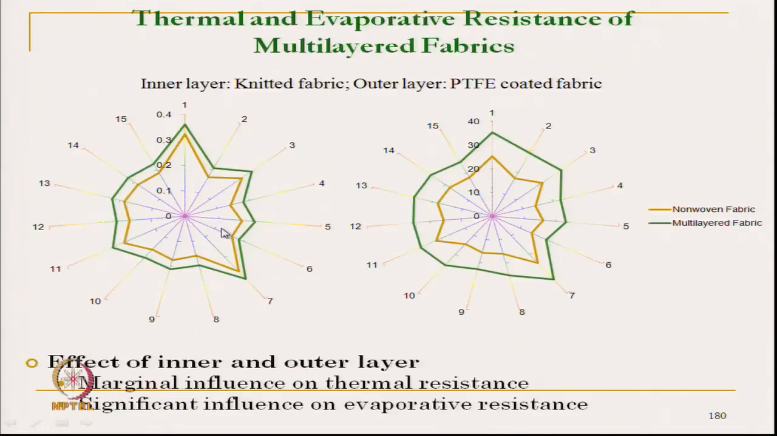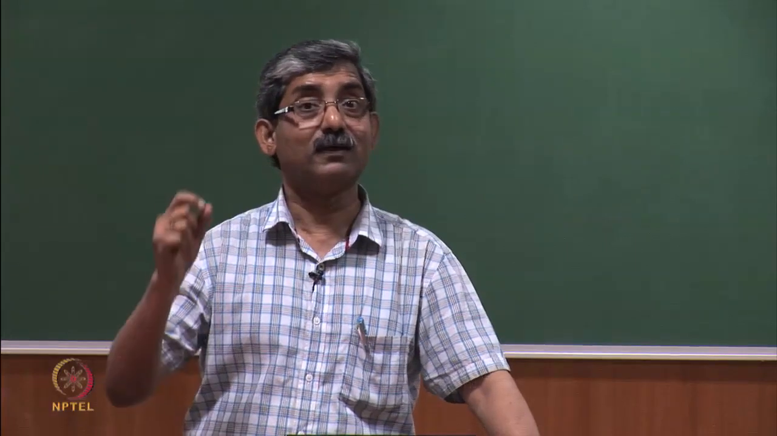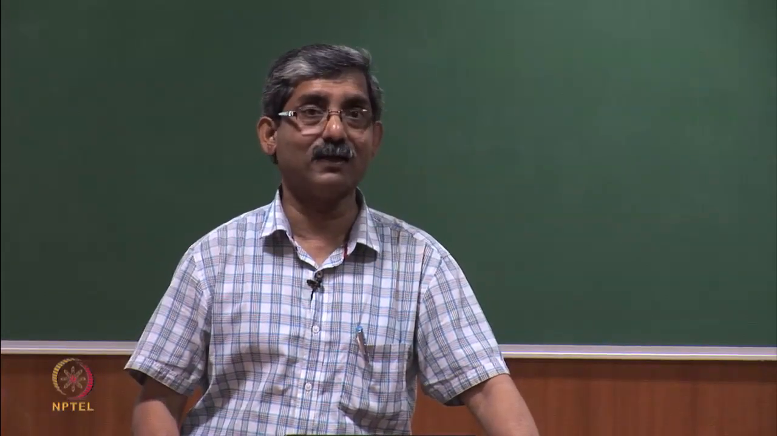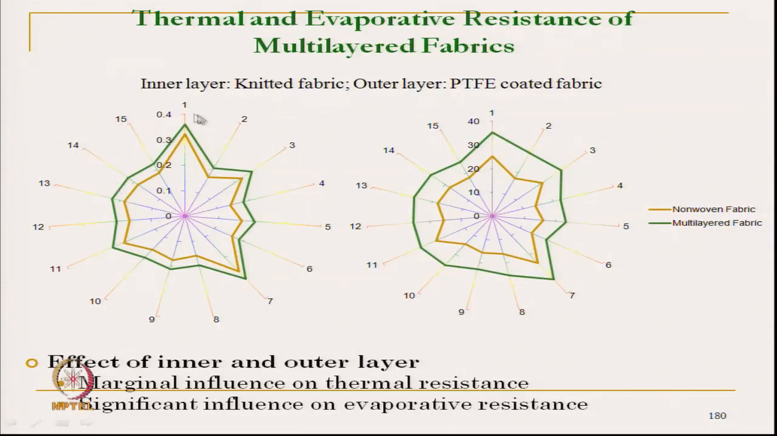And the green curve shows the thermal resistance with the outer layer. So, with inner and outer layer, the thermal resistance increases and the evaporative resistance also increases. But if we calculate the percent increase in thermal resistance or evaporative resistance, the percentage increase in evaporative resistance due to the presence of the outer layer and inner layer is much higher than the percent increase in the thermal resistance.